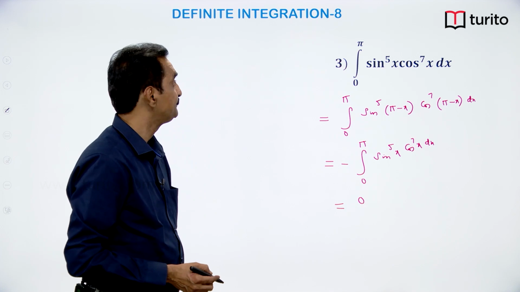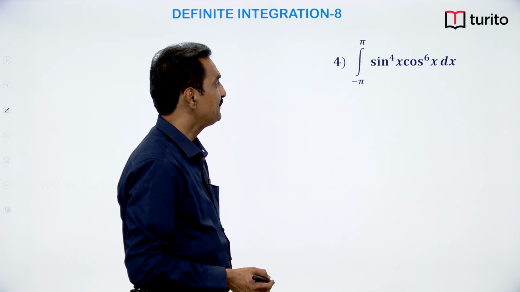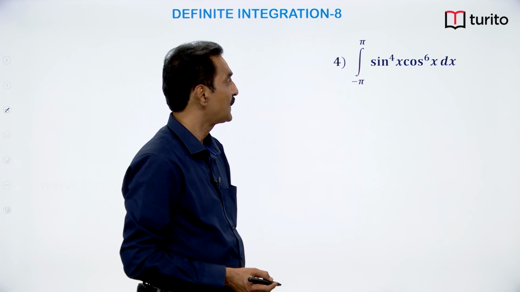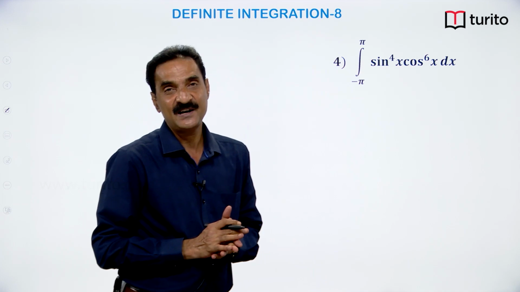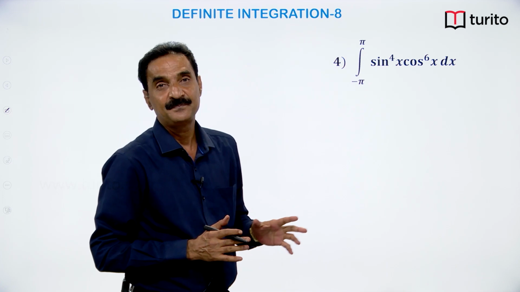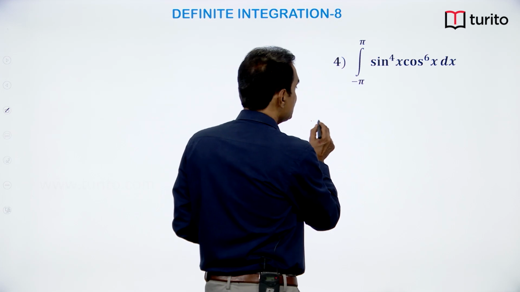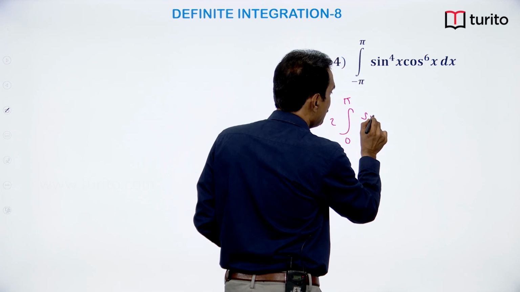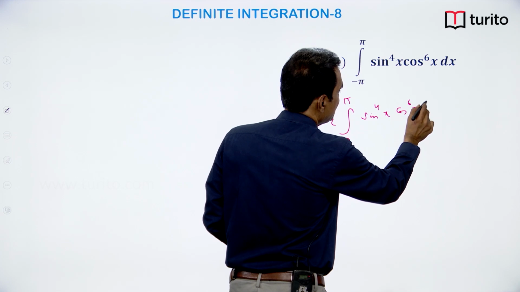Next question. Integral minus pi to plus pi sin power 4x into cos power 6x dx. Here limits are in the form of minus a and plus a. So, check whether the function is even or odd. Both the powers are even, so it is an even function. So, I will write it as 2 integral 0 to pi sin power 4x cos power 6x dx.